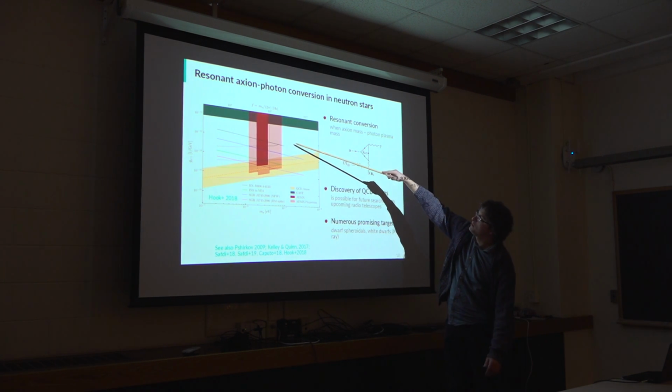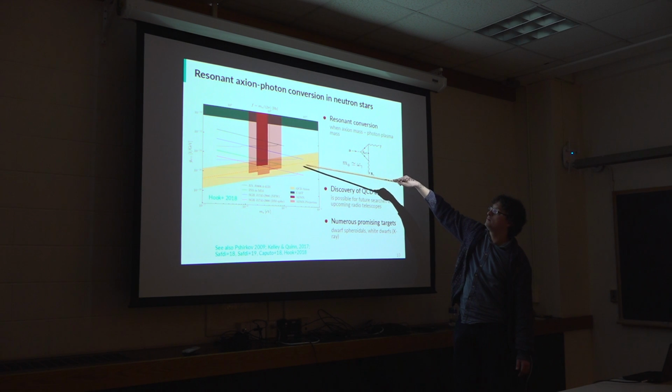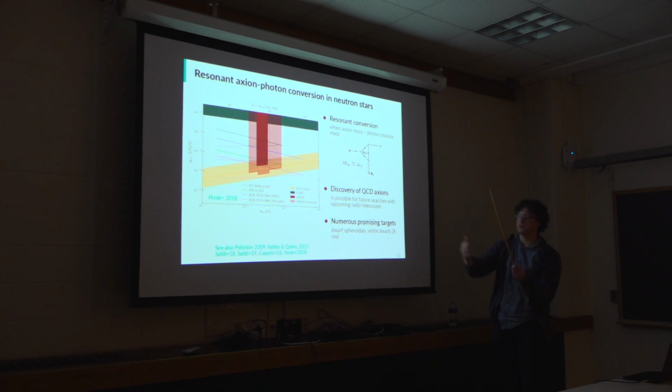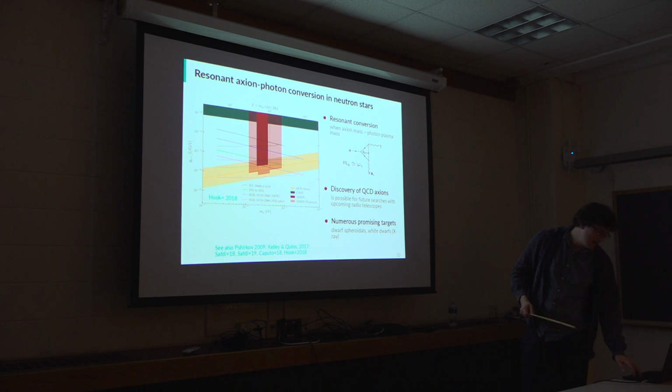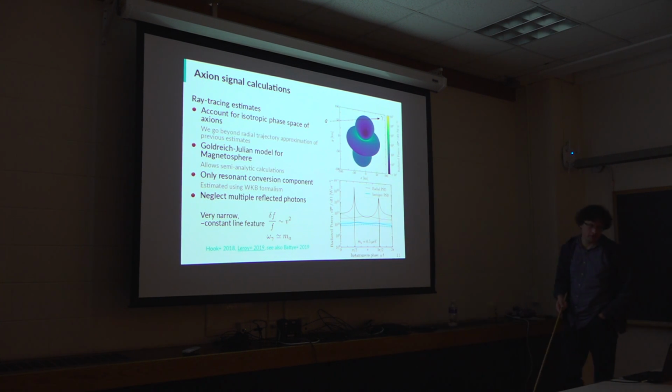Up to a couple of gigahertz, and here the line stops because at some point, at high axion masses, the conversion region is so close to the neutron star that you actually start entering the neutron star, and then it doesn't work anymore. Good. So there are a bunch of papers on this.